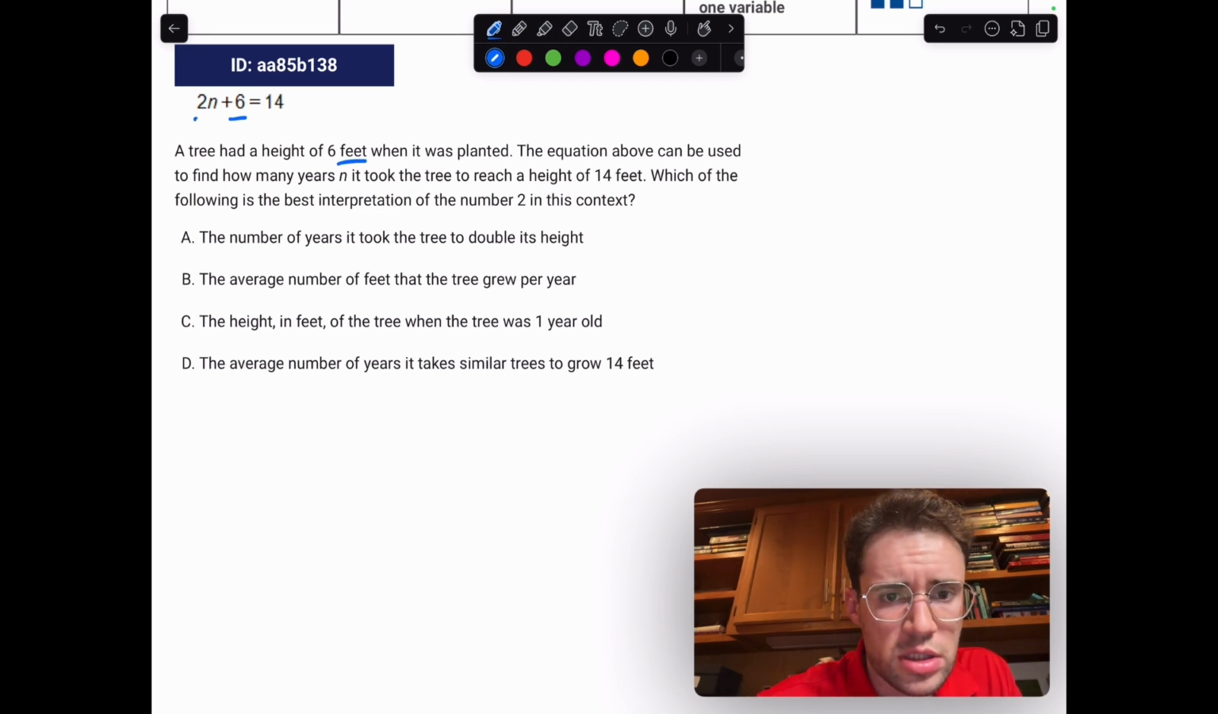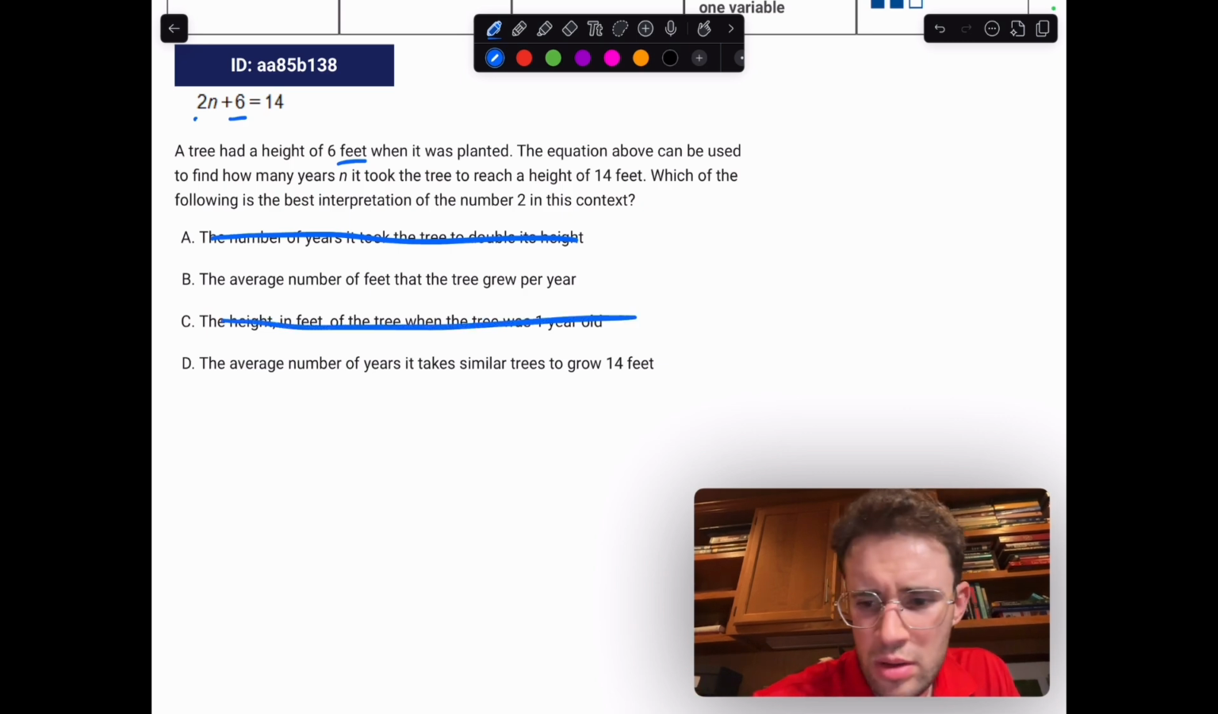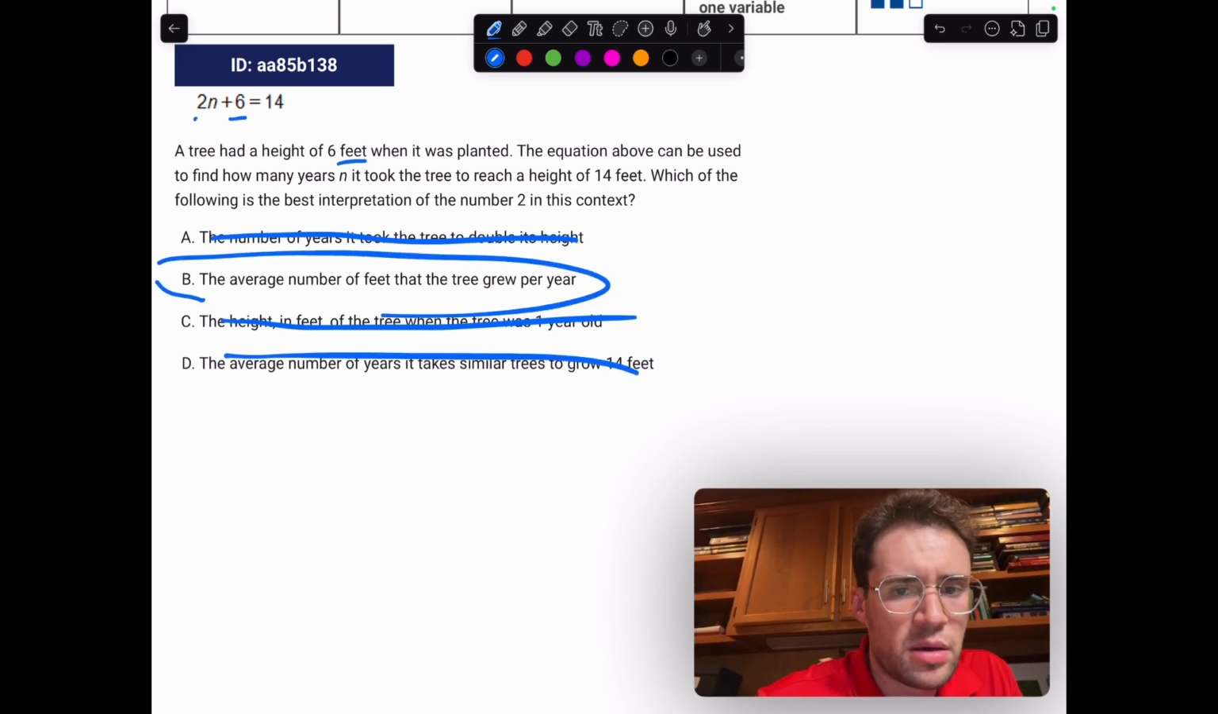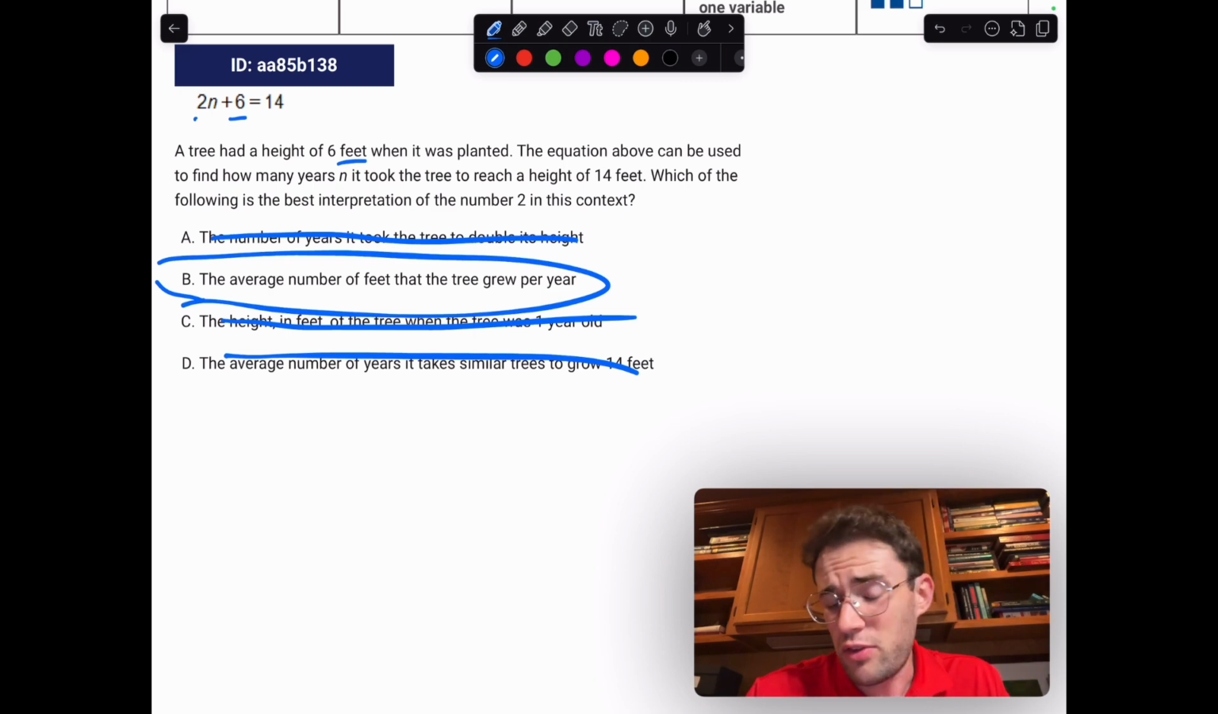So the number of years it took, nope, the number of years is n. The average number of feet the tree grew per year. Okay, that sounds good. The height in feet of the tree when the tree was 1 year old, no, that would just be when n equals 1, what's the output, right? That's a different thing. The average number of years it takes similar trees, no, what are they talking about? It's just B. All right, now you can see I knew it would be from when I read it the first time, but I still went through just to make sure, right, there wasn't something else that jumped out.